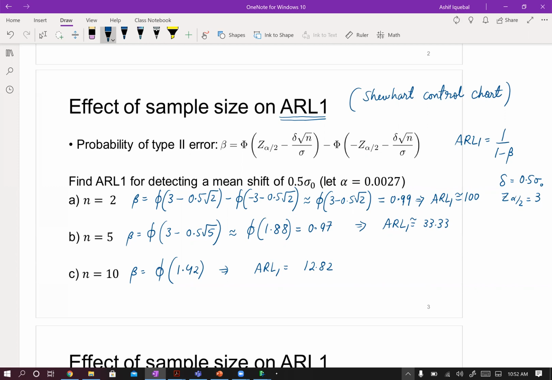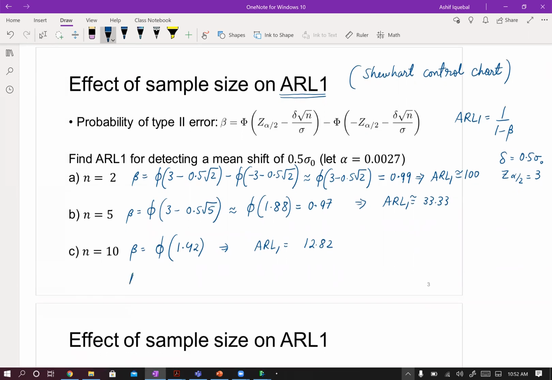So you'll see that there is a very clear trend here. As the value of n increases, your ARL1 decreases, right? Now, even though you're taking 10 different samples for each observation, your ARL is still 13. It is still a lot. In order to detect the change here, you still have to take an additional 13 different samples, right?